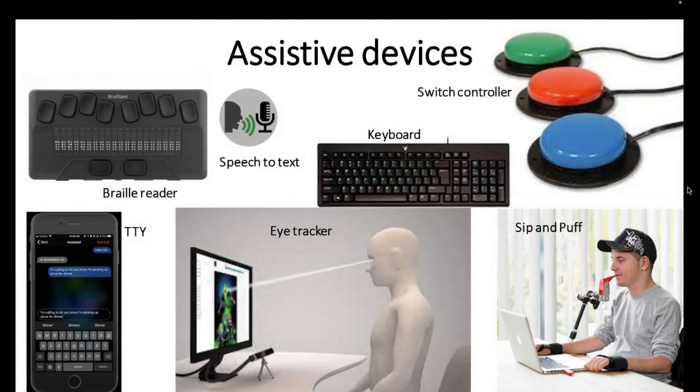Assistive devices. Well, we know that blind people use braille readers. We have speech-to-text technologies provided by different companies like Amazon. You can digitalize your speech into text and vice versa. Different switch controllers, different buttons. Let's say I don't have my hands, right? I just have, like Stephen Hawking, just one controller.